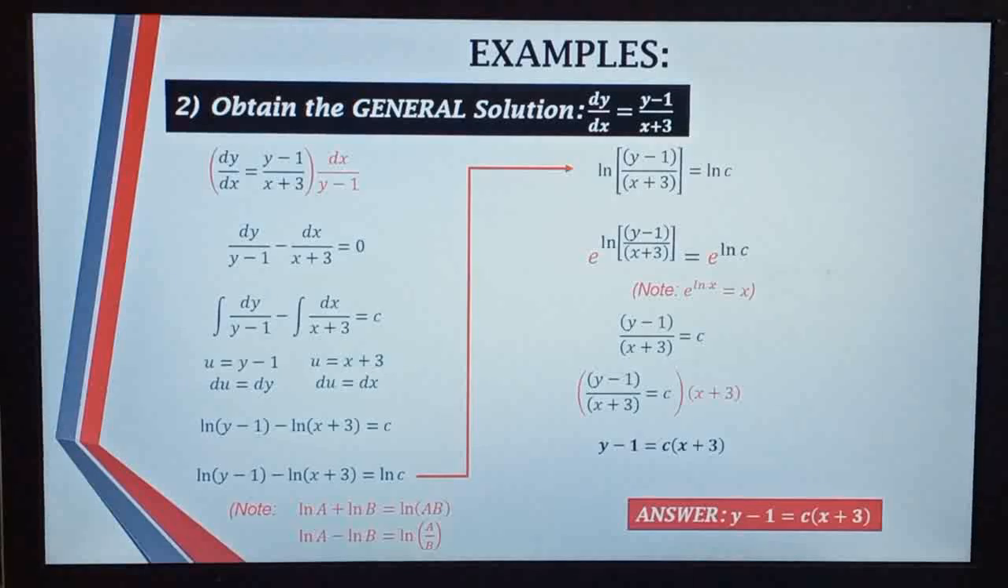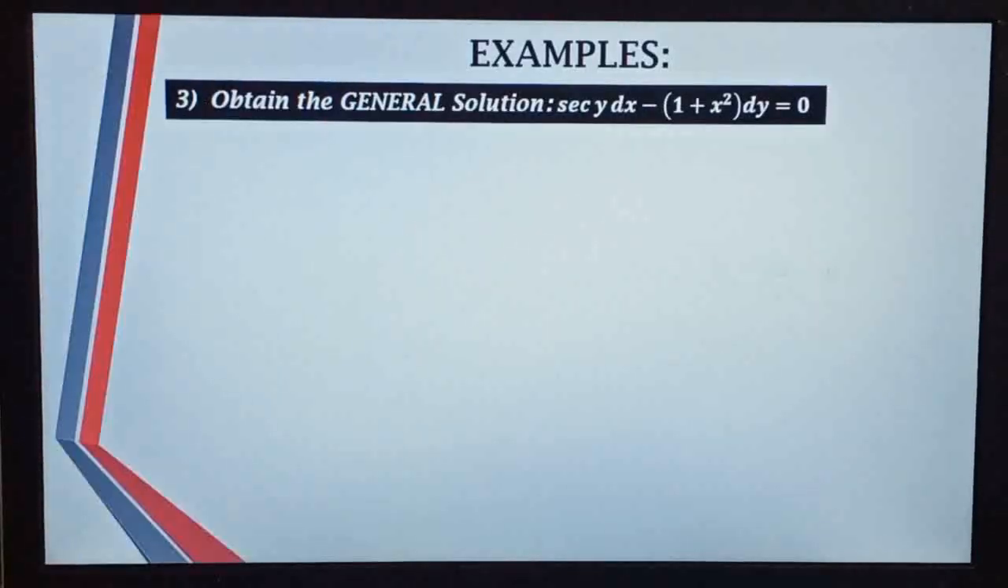Now let's go to the next example. We have example number 3. Obtain again the general solution of the given secant of y dx minus the quantity of 1 plus x squared dy equated to 0. So in terms na siya ni dx over dy, all we have to do is to separate the function of x sa function of y.